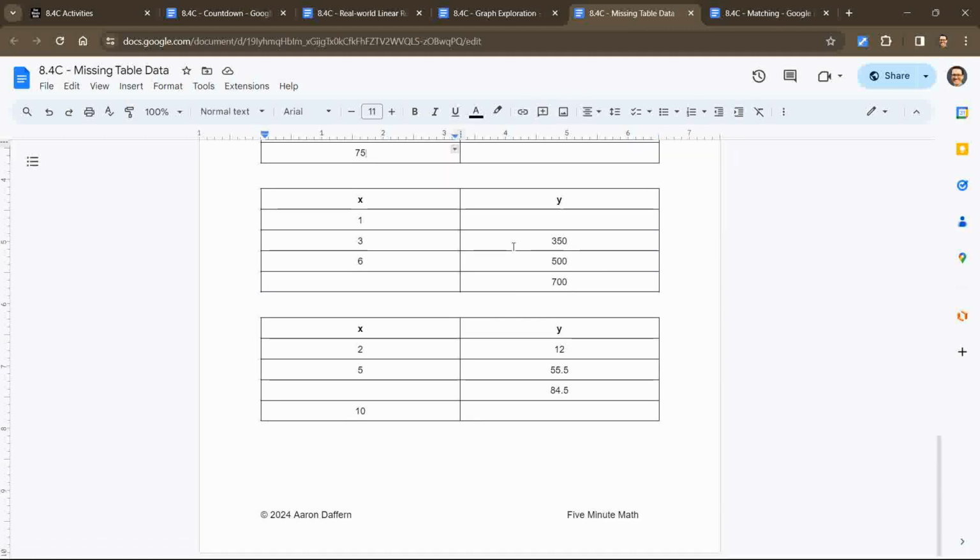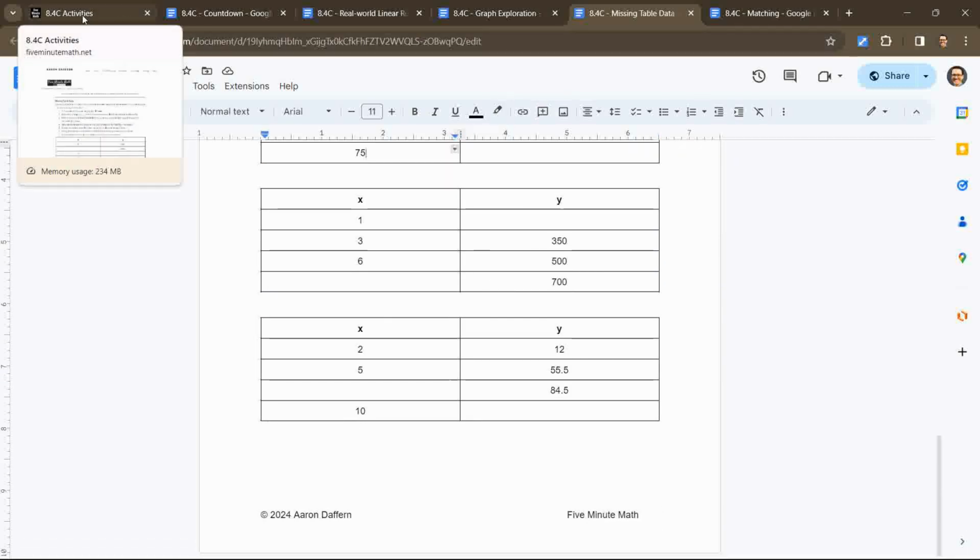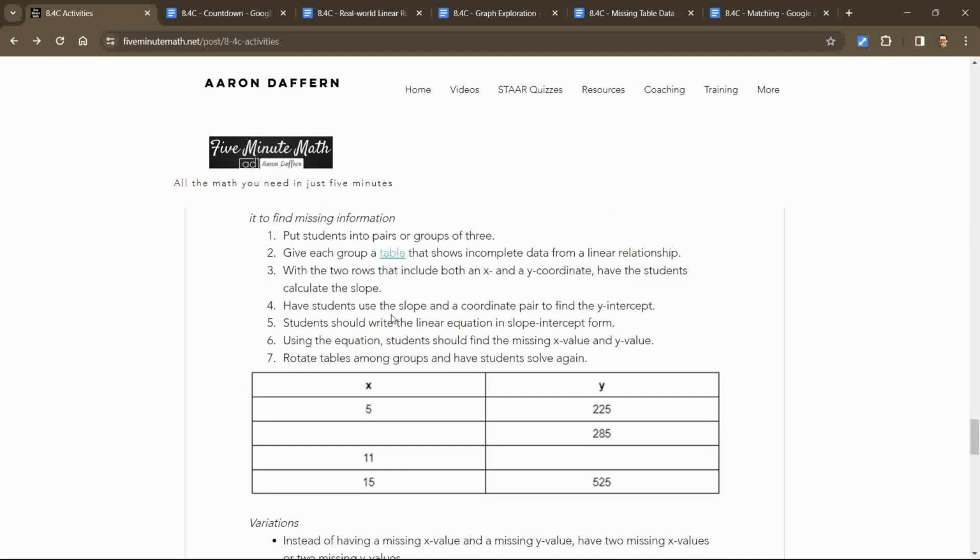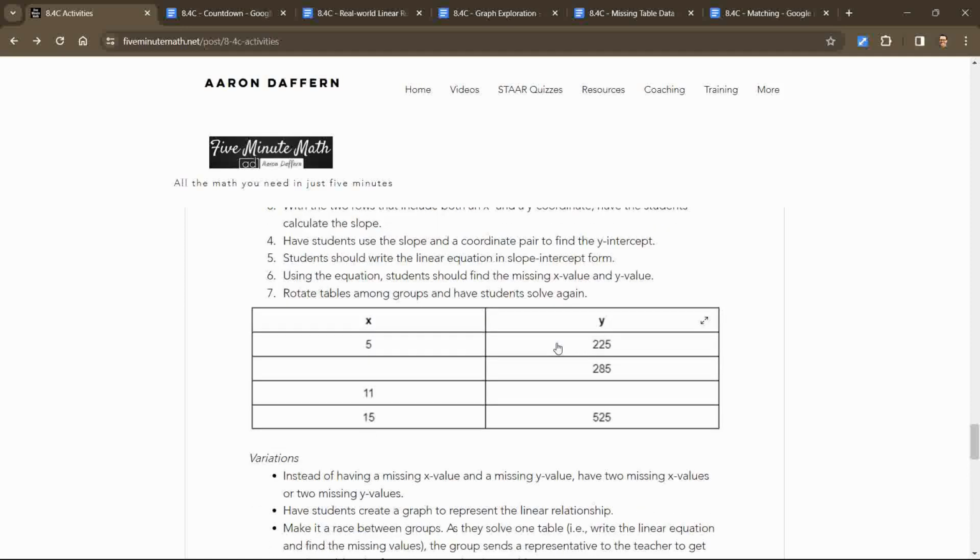So these are just all different tables with missing values. Students are going to use the slope and coordinate pair. Once they've used those two rows that include both an x and y coordinate, they're going to use the slope and a coordinate pair to find the y-intercept. Then they're going to write the equation in slope-intercept form. Then they're going to use that to, like I said, find the missing x value and y value, and then have them rotate among groups, solve again.